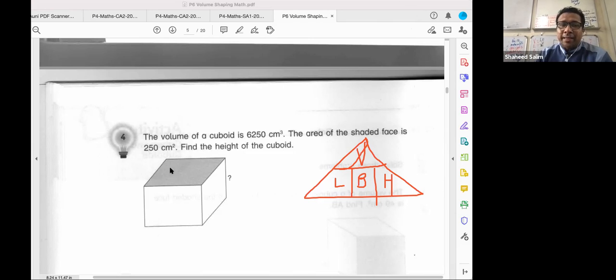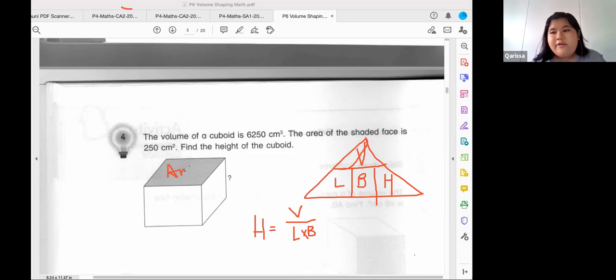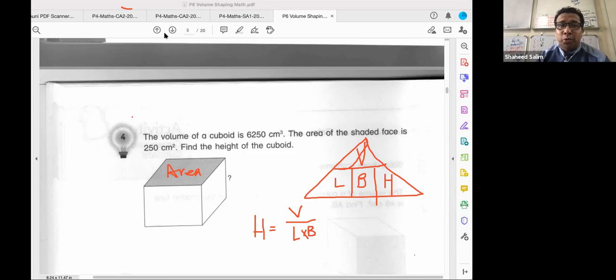Okay. Now let us see. We gotta ask you now. Okay, we ask Dawish. He's the newest guy. Dawish, we want to find height. What's the formula, Dawish? Come, unmute yourself. Look at the triangle. Volume over length times breadth. Good. What is length times breadth equals to? Area. Am I correct? Okay, let's check. Area, right? So you know how to do this.